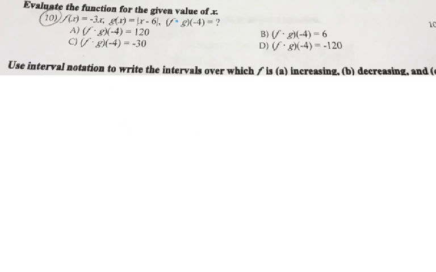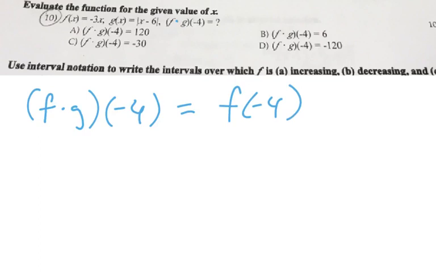Okay. So what does f dot g of negative 4 mean? This means f of negative 4 multiplied by g of negative 4. You're getting there. You're getting better. You gotta work. The more you work, the easier it becomes. We're cool with that? So that's what that means.